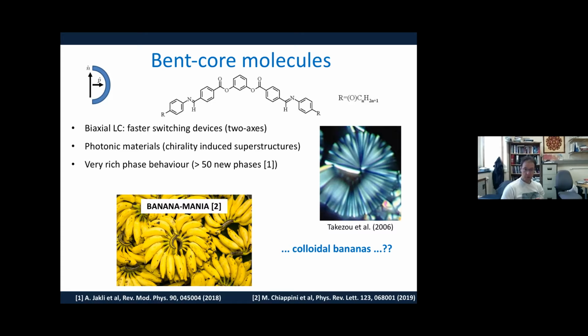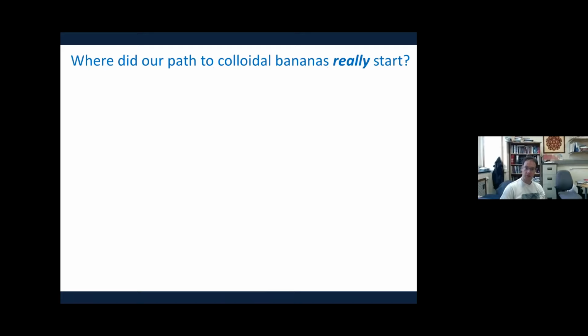And this would be viable. This would be perfectly fine. The problem is that this is not at all how we found these colloidal bananas, right? This couldn't be further from the truth, more or less. So rather than following the safe way, I'm just going to show you the actual way. I'm just going to show you where our path to colloidal bananas really started, because it didn't start with bent core molecules at all. We first had the colloidal bananas, and then we started looking back at what bent core molecules actually do. So where did our path to colloidal bananas really start?